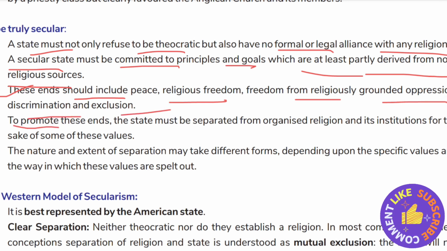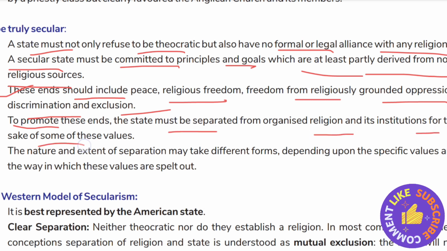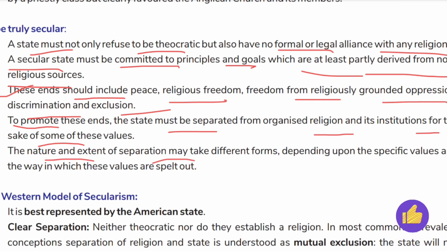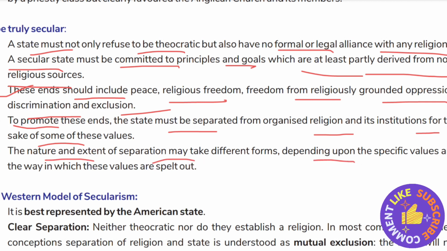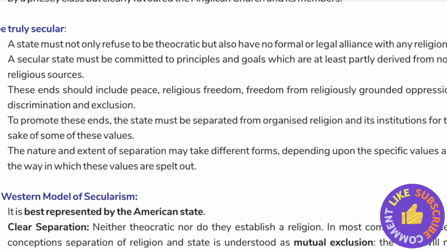To promote these ends, the state must be separated from organized religion and its institutions for the sake of some of these values. The nature and extent of separation may take different forms depending upon the specific values and the way in which these values are spelled out.